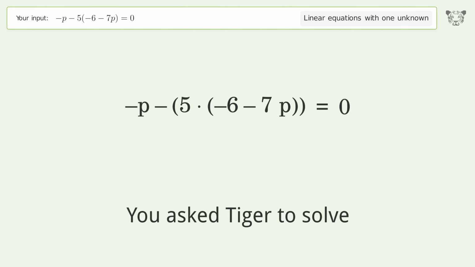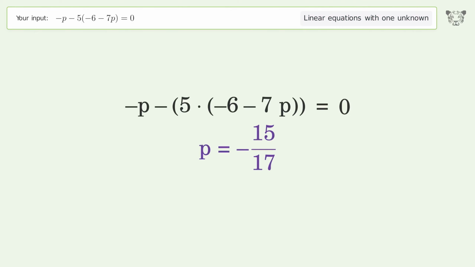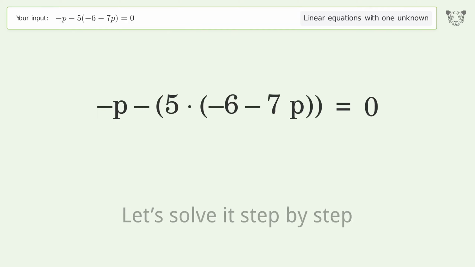You ask Tiger to solve this. It deals with linear equations with one unknown. The final result is p equals -15/17. Let's solve it step by step.